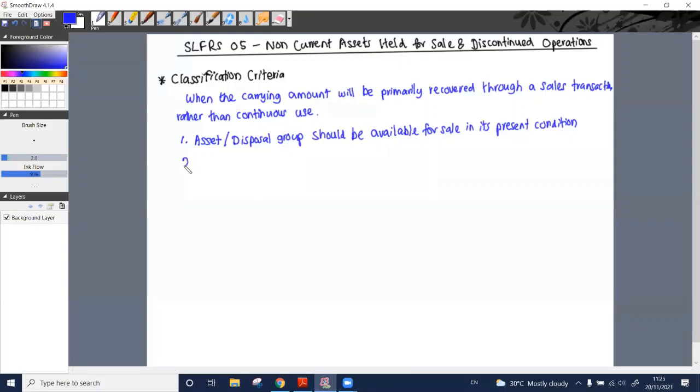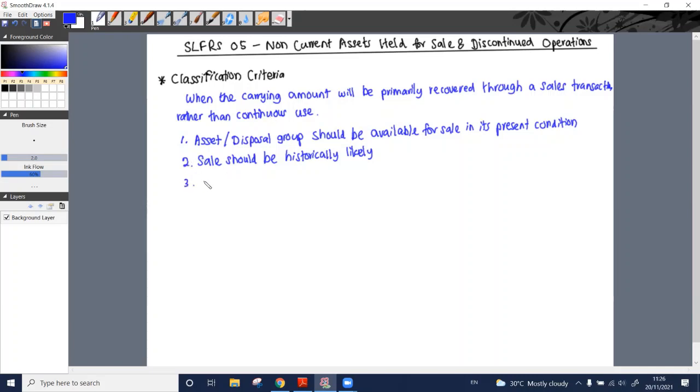The second criteria: the sale should be highly likely. There should be a possibility of selling it. Sale should be highly likely, there should be a likely sale.